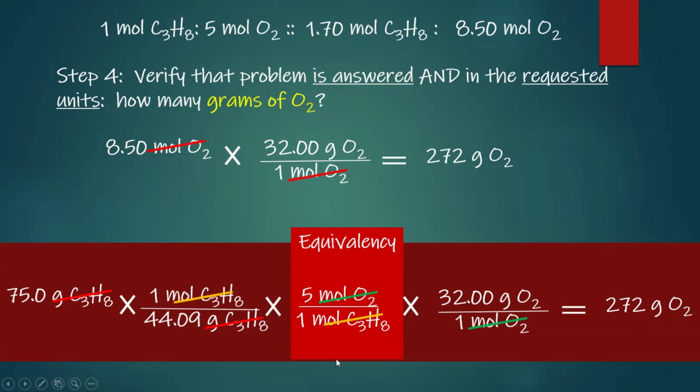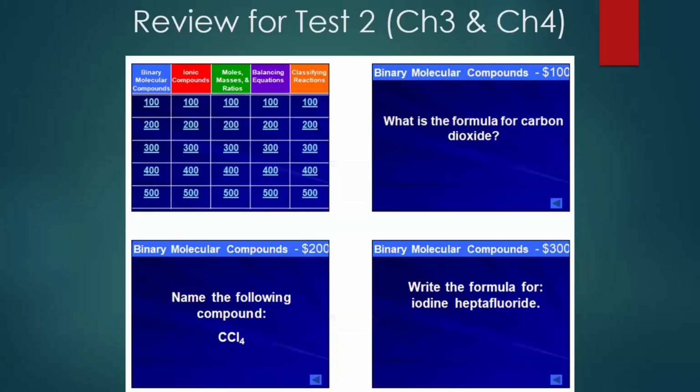So it's kind of fun to cross out. I've got the red set crossed out, and then the yellow set crossed out, and the green set crossed out. And then you just multiply all the numerators across, and then you divide by all the denominators, and you get 272 grams. All right, and so that brings us to the end of chapter 4.